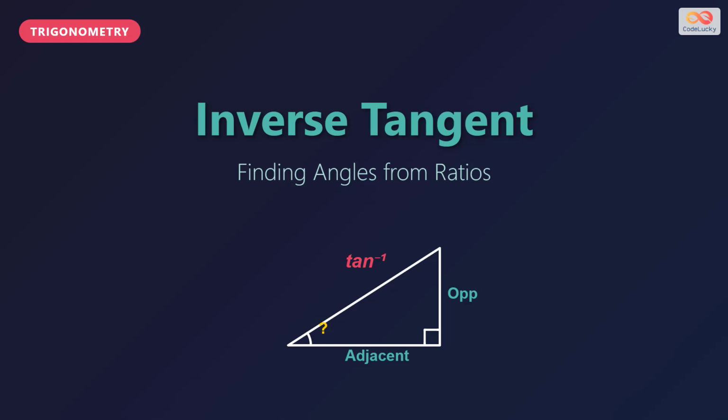Welcome. Today we are exploring the inverse tangent function. This is a crucial concept in trigonometry that allows us to find unknown angles within a right-angled triangle using just the lengths of the sides.